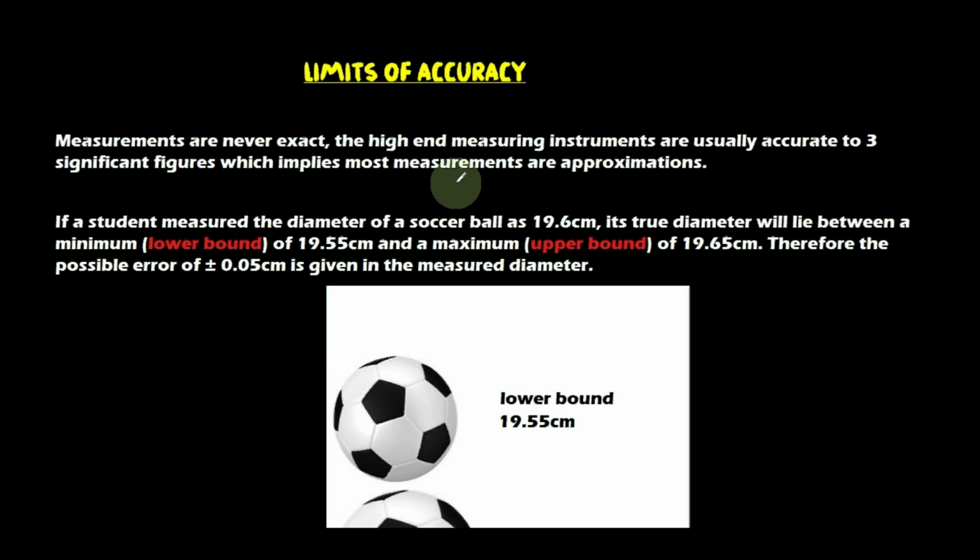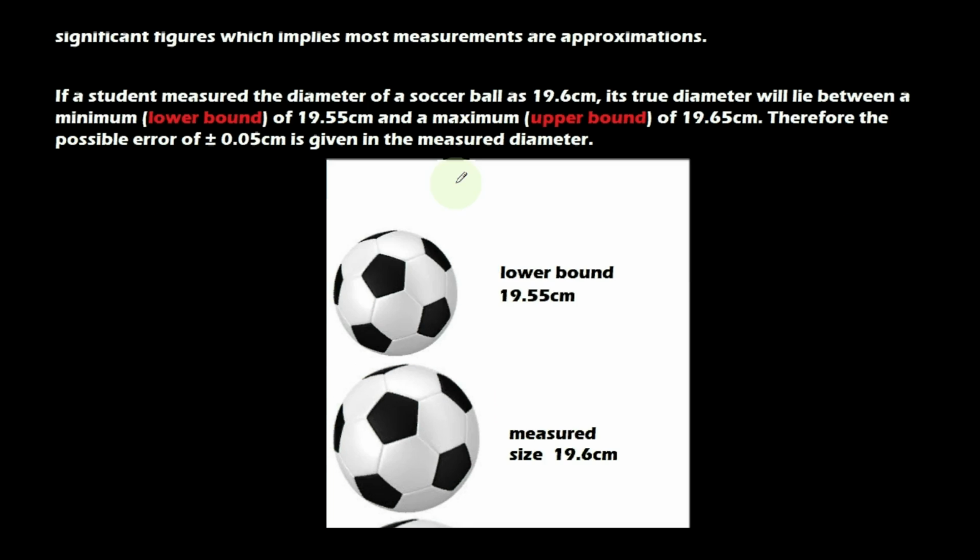Now say a student measured the diameter of a soccer ball and found it as 19,6 centimeters. Its true diameter will lie between a confined range, which is the lower bound and the upper bound. In this case, the measurement was to 1 decimal place. Therefore, the accuracy is affected by the second decimal place. And in this case, we know the ranges of values that round up or round down to 19,6. And that range of values is 19,55 and 19,65.